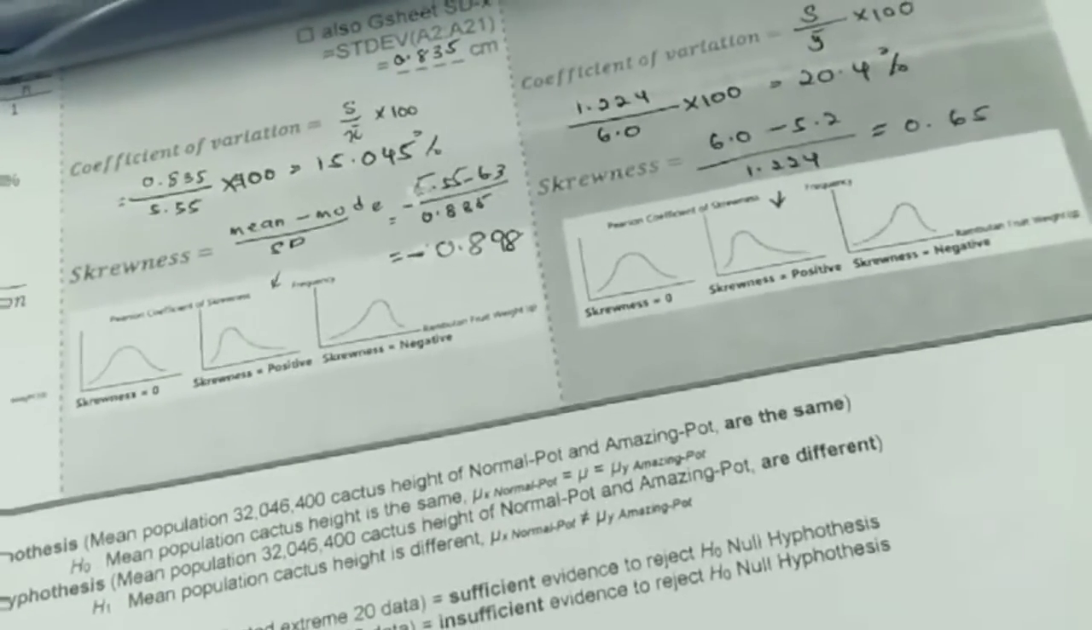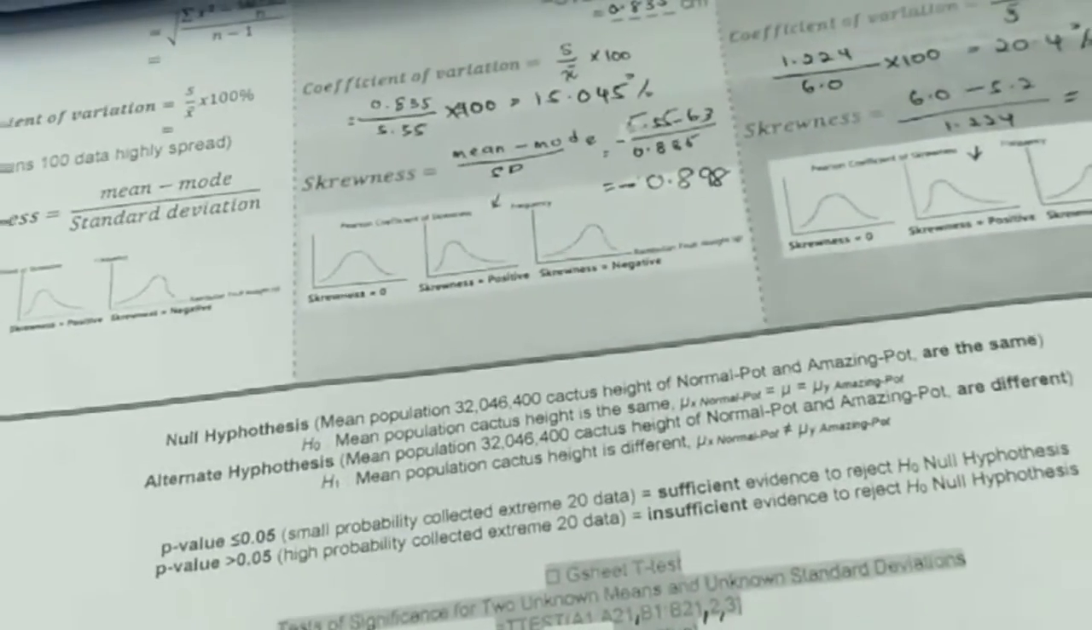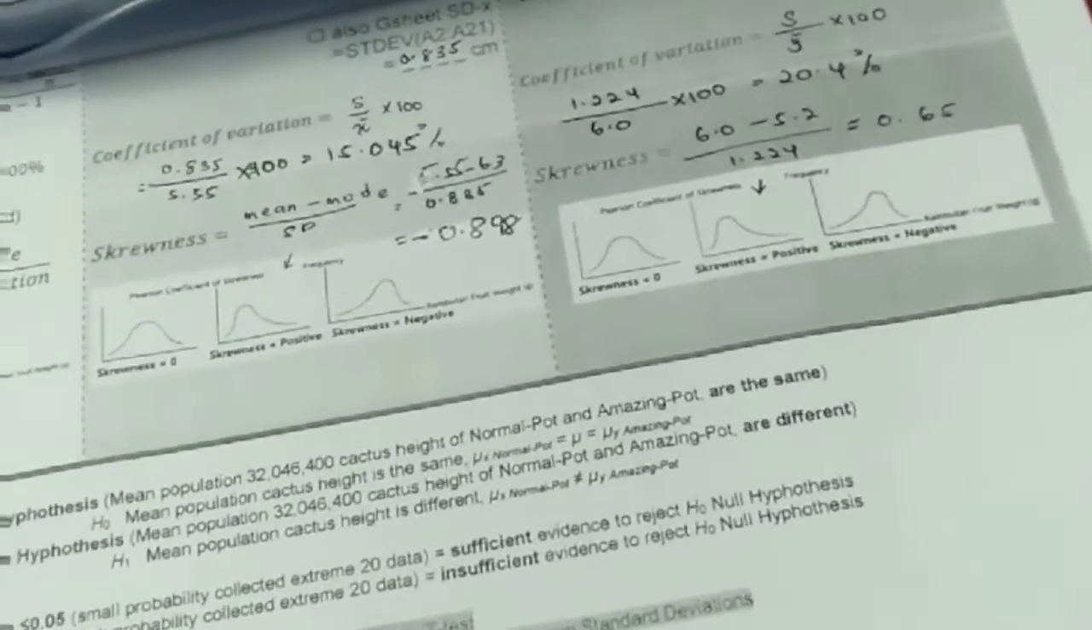So what we get is 0.144. That is more than 0.05. There is insufficient evidence to reject the null hypothesis. Decision: since the statistical test shows the mean height of normal pot and amazing pot are likely the same, to buy amazing pot would just be a waste of money. I will just buy normal pot to grow my 900 cactus. That means I just choose normal pot because that is really reasonable and also affordable.